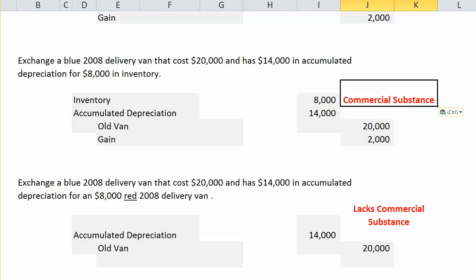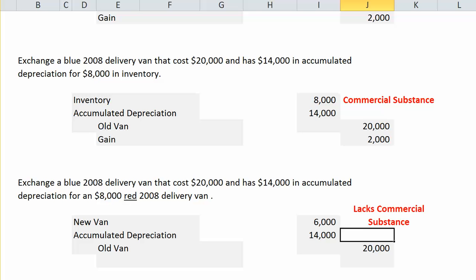And if it lacks commercial substance, that means we will not record any gain whatsoever. But just because we're not recording a gain doesn't mean the rules of double entry bookkeeping don't have to hold. We still need to have debits equaling credits. What we're going to do then is record the new van at a reduced amount, an amount equal to the net book value of our old van. We will record the new van at $6,000 and we will defer the $2,000 gain to future periods. And we'll look at what that means in a few minutes.